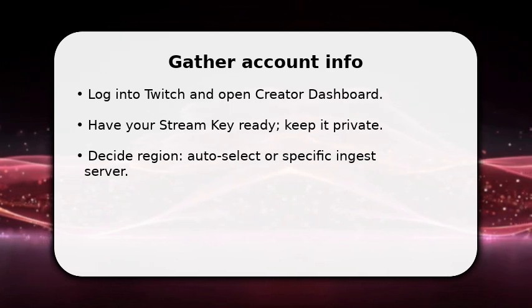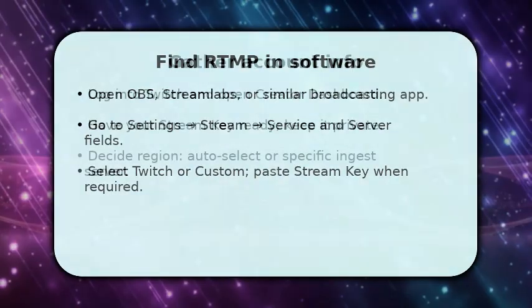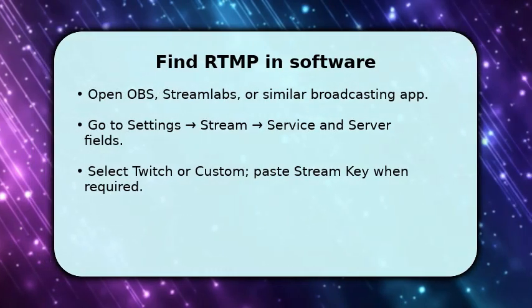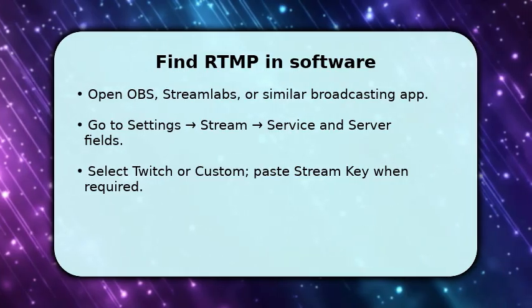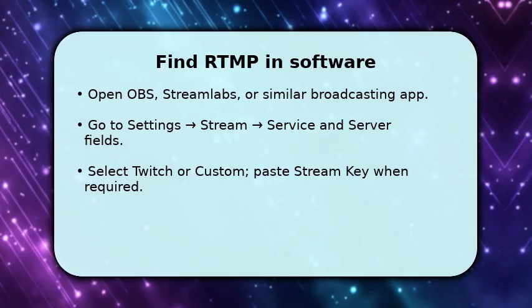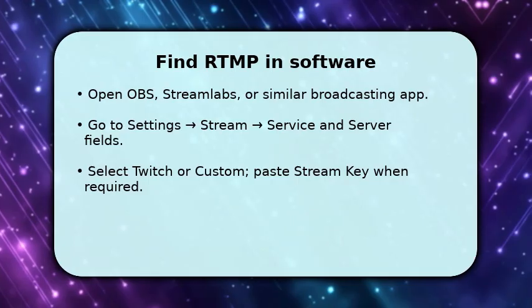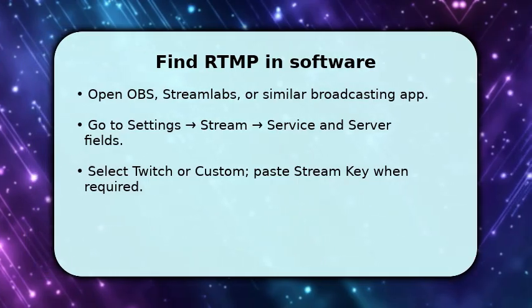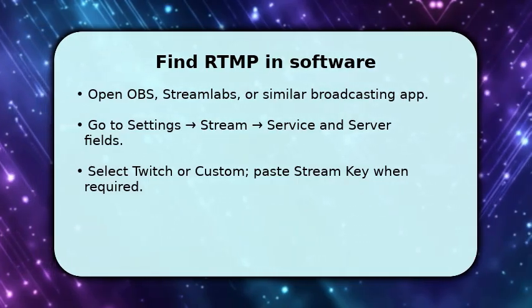RTMP discovery. Once your broadcasting app is open, go to Settings then Stream. This is where the RTMP endpoint and key live. If you pick Twitch as the service, many apps autofill the correct RTMP server using the selected region. If not, switch to custom and you'll need the RTMP URL manually.